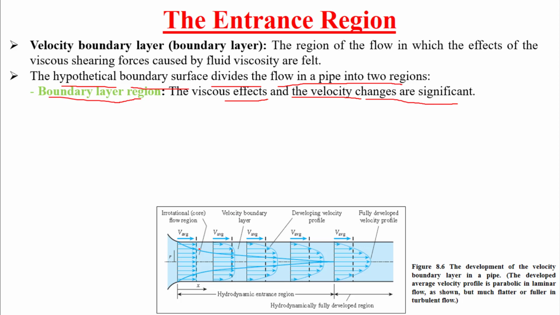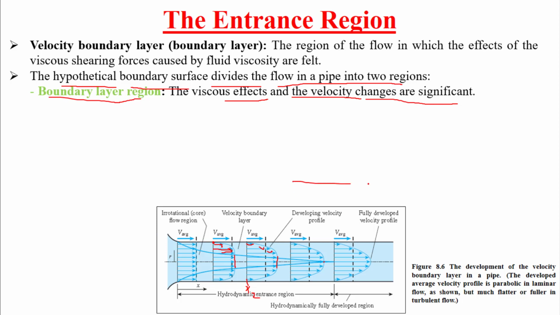Here you can notice that at the wall the velocity is 0, here it is greater, here much greater, but then it becomes constant. At x equal to 2, for example, the number of layers affected by the viscous effect becomes larger, then it suddenly becomes constant. Here we have this point where it is constant.